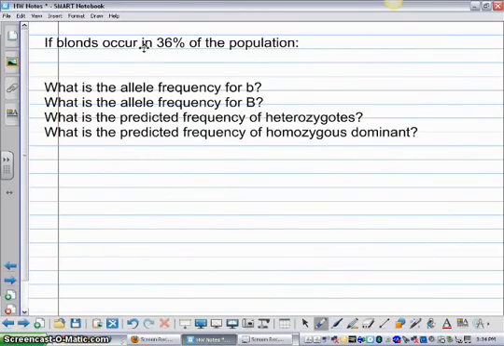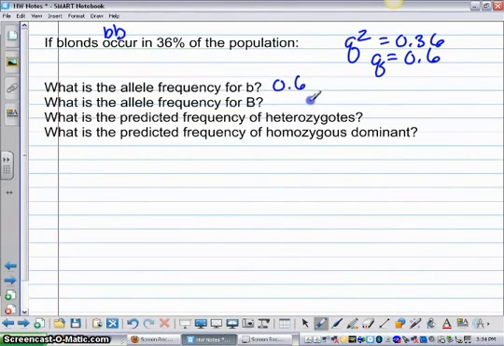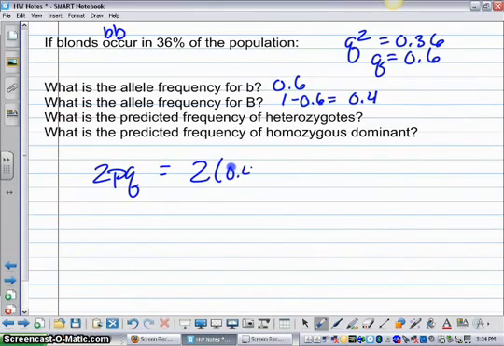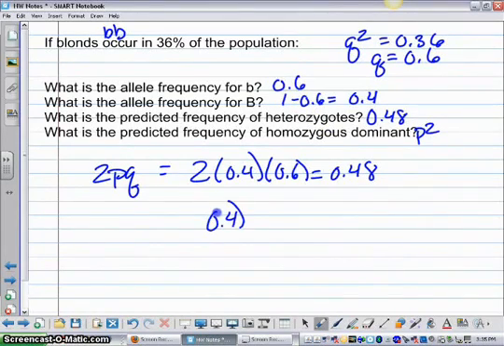And one more problem. Now let's say blonde occurs 36% of the time in the population. Blonde is still recessive, so that's little b, so we're looking at q squared equals 0.36. So q here is going to equal 0.6, and that's going to be the frequency of the lowercase b, and then the frequency of the other one is going to be 1 minus 0.6, which equals 0.4. So really we just flip-flop the percentages from the previous problem. The predicted frequency of heterozygotes, 2pq, equals 2 times 0.4 times 0.6, which equals 0.48. And then what's the frequency of homozygous dominant? That's p squared. So 0.4 squared equals 0.16.